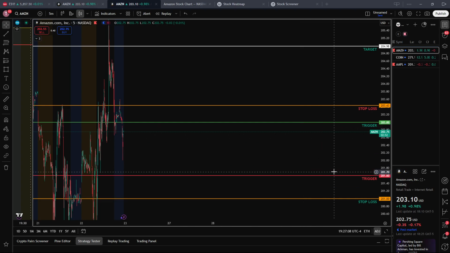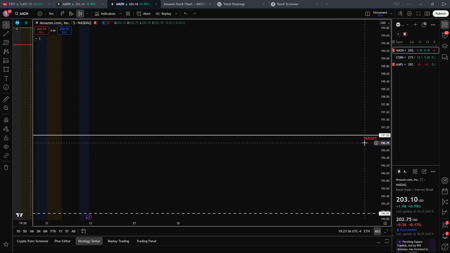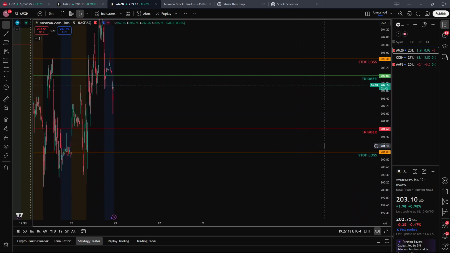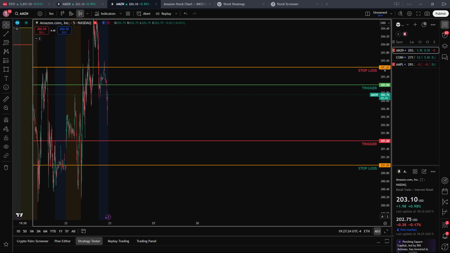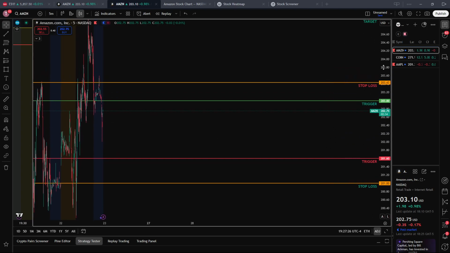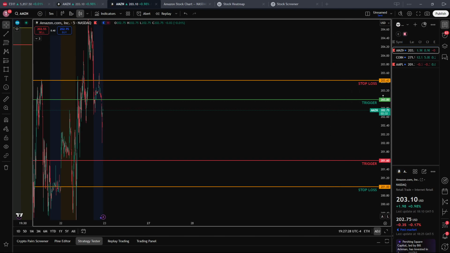And then our trigger to the downside, 3 to 5 minute candle close below this level. And then we'd want to see our target to the downside at 197. And our stop loss on this downside trade is going to be at 203.43. Take pause, screenshot, whatever.